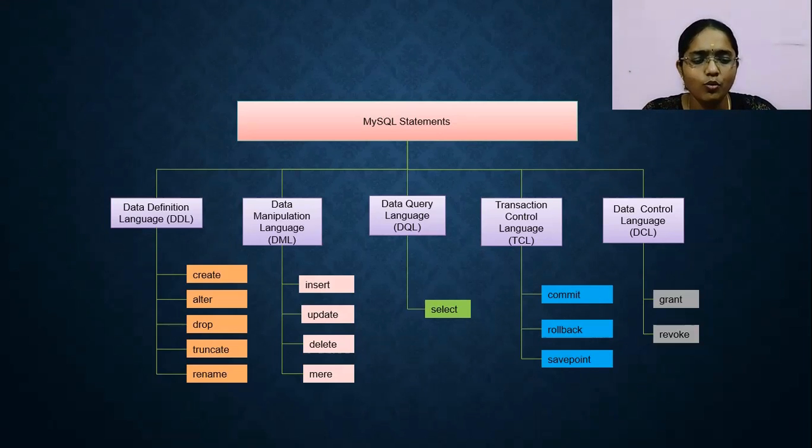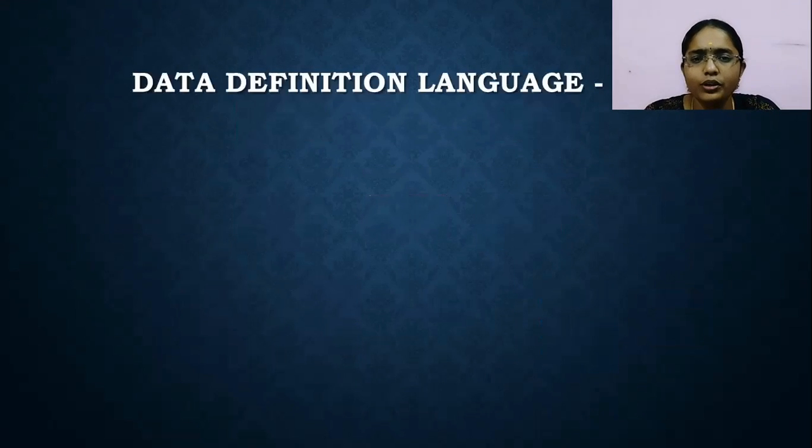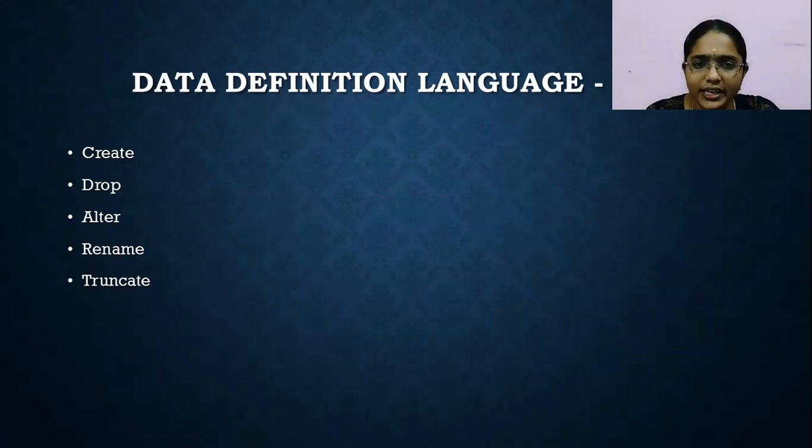Next, we'll move on to the implementation of each of these. First, we'll move on to data definition language. I told you this is used for defining purposes in a database. The first command is create, and next are alter, drop, rename, truncate. These are the different commands available for data definition language. This data definition language is just an acronym given for these commands. Now we'll see one by one how to implement it.